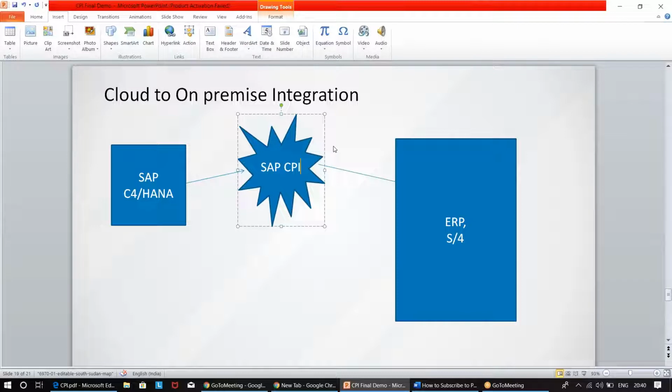very normal integration. Again, whatever the pre-packaged content SAP has delivered, it's very easy to attain right now, because with CPI this is quite flexible, and whatever the content, as I mentioned, you can easily extend also. In case you want to enhance it, it's quite possible with the help of SAP CPI. So right now this is your cloud to cloud.